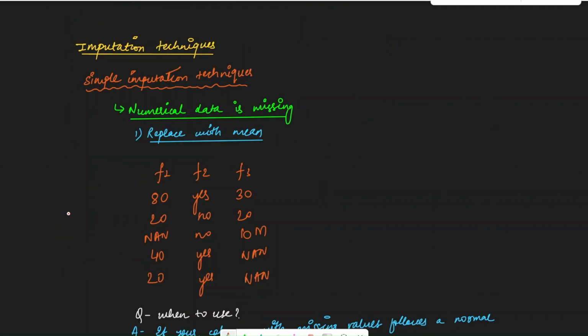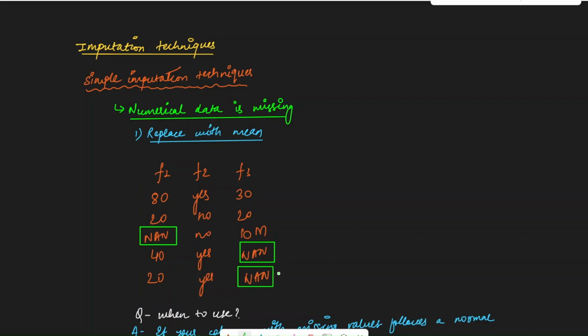The second technique to handle missing values is called imputation. There are two types of imputation, simple imputation and advanced imputation. For simple imputation, let us first consider an example where our missing values are in a numerical column. If you look here, both of these columns, F1 and F3, have missing values, and both of these columns are of numerical type.